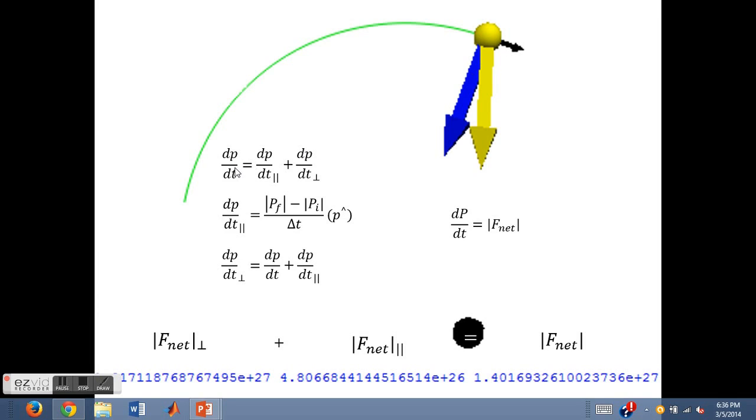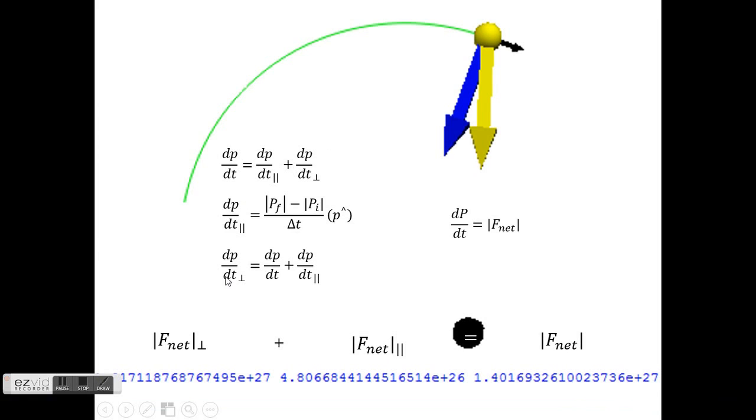To get these equations, since we know that dp dt equals dp dt parallel plus dp dt perpendicular, and that dp dt equals the final momentum minus the initial momentum over the change in time times the direction of p hat. Since we have parallel and we know that dp dt, we can thus find the perpendicular portion. After the code was run, I got the F net perpendicular and the parallel force, and we can see that these forces add up to the final F net, which is true of this equation.